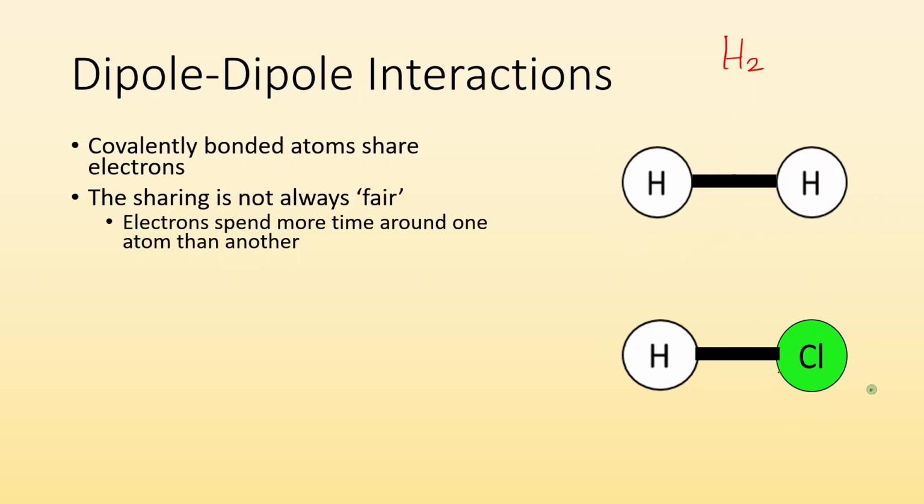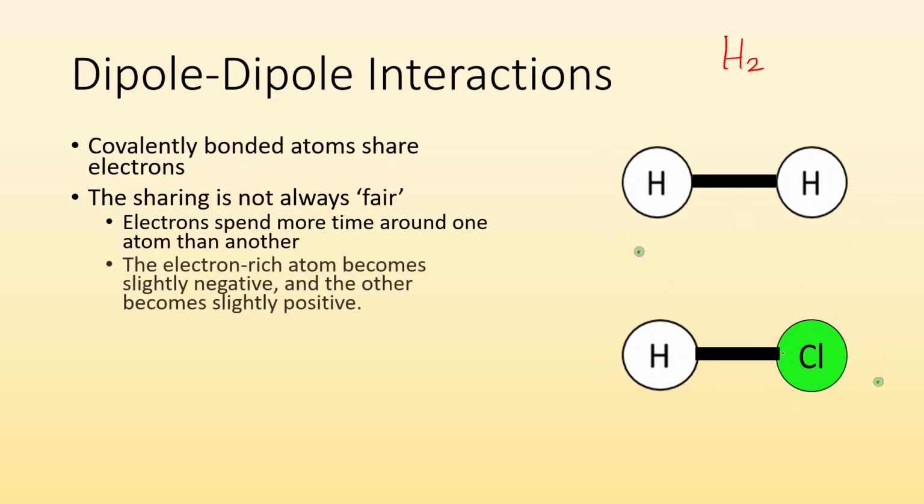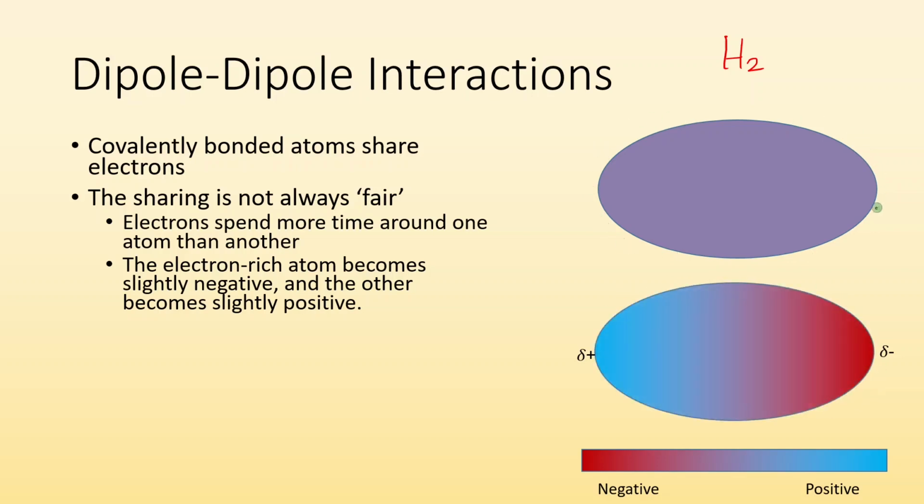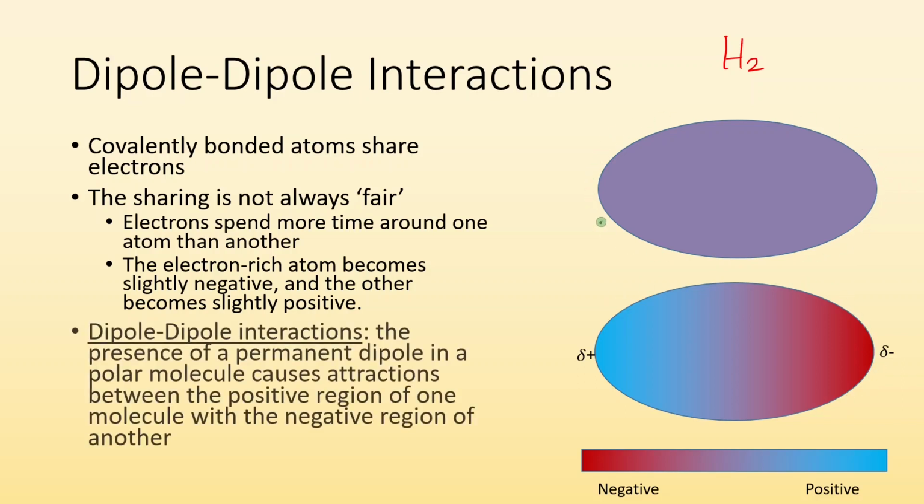But in the HCl, chlorine is more electronegative, so it's going to hog that electron. The electron is going to spend more time around the chlorine than around the hydrogen. So that means the chlorine is going to become slightly more negative because the electron's hanging out there more, and the hydrogen is going to become slightly positive. So those are the symbols for partial negative and partial positive. If we take a look at the color-coded charge distribution, H2 is perfectly neutral overall, whereas HCl has a slightly negative end and a slightly positive end. Chlorine, being more electronegative, is going to be the negative end.